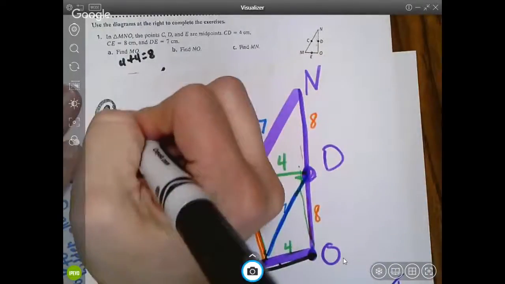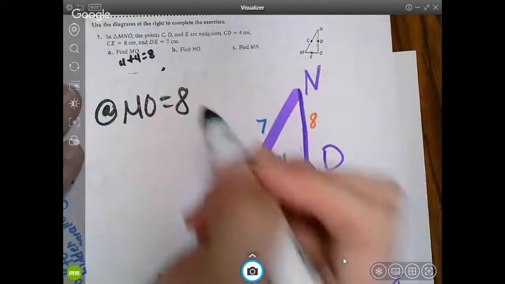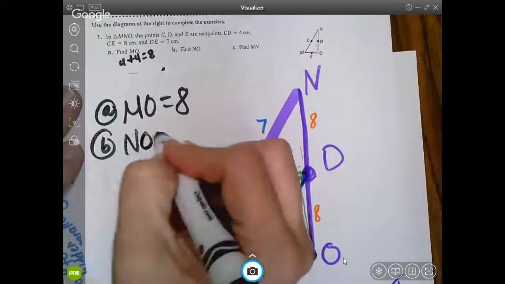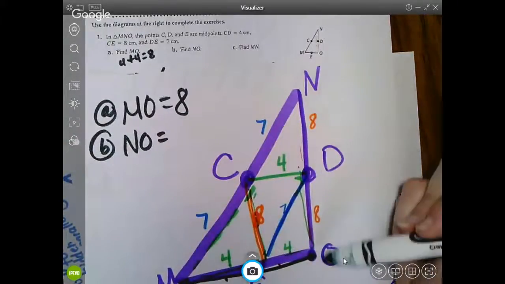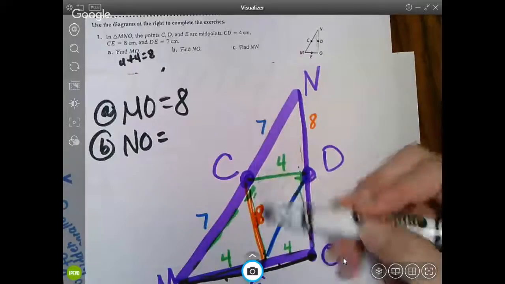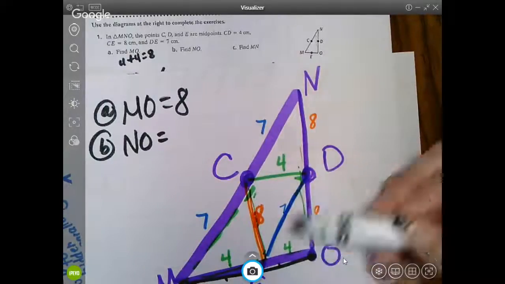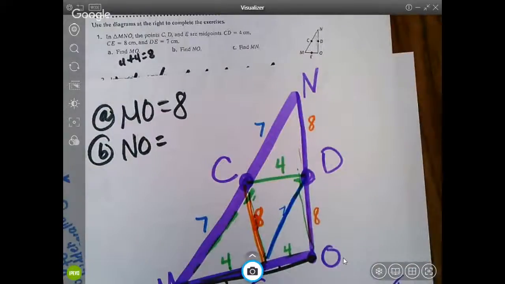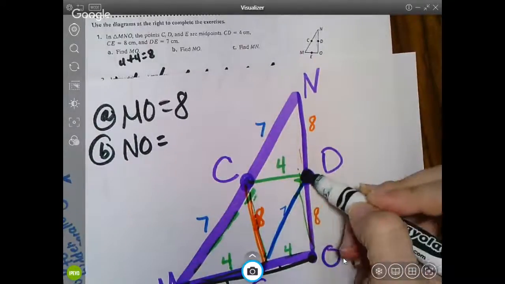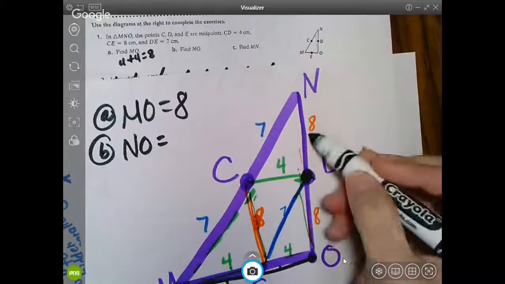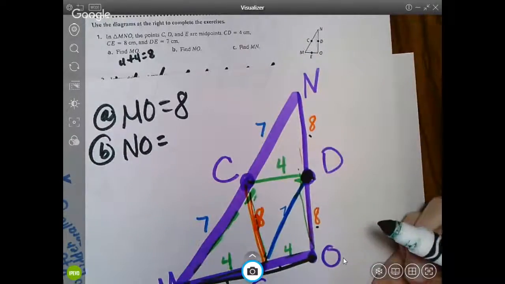And then you have DO plus NO equals 8. How do you get that? DO and NO, because this side right here is 8, this orange line. Yeah, parallel. Whatever line's parallel, each piece is 8. It's mostly because this is called the midpoint, midsegment midpoint. So whatever one is, the other one is also.